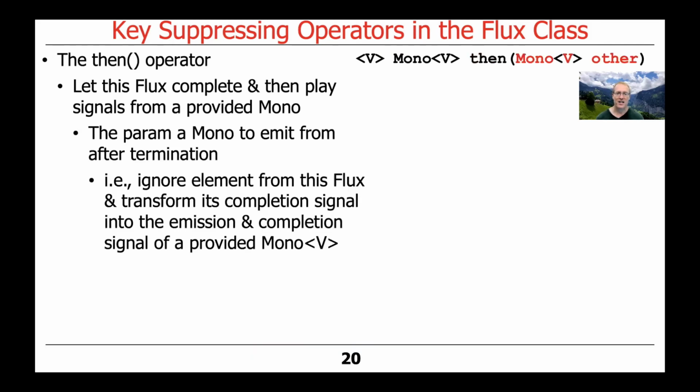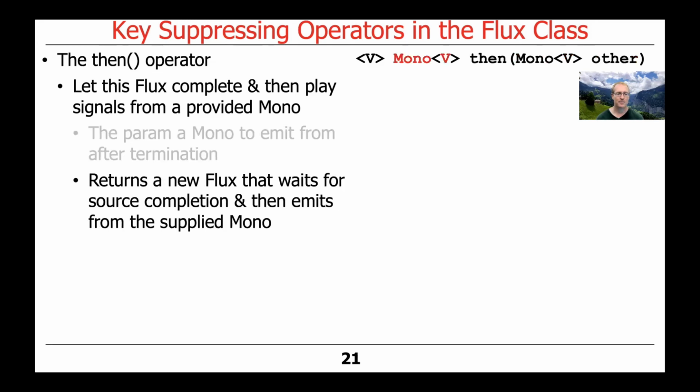The parameter that's passed to then is a mono that will be used to emit from after the then is done. So what this does is it says, ignore the element or elements from this flux, and then transforms the completion signal of this flux into the emission and completion signal of the provided mono of type V. And what this does is it returns a new flux that waits for the completion of the source and then emits from the supplied mono.